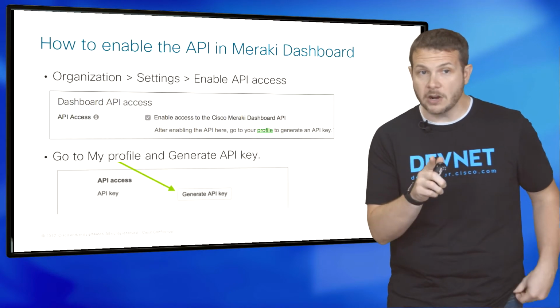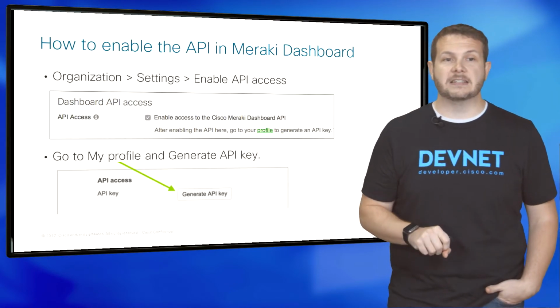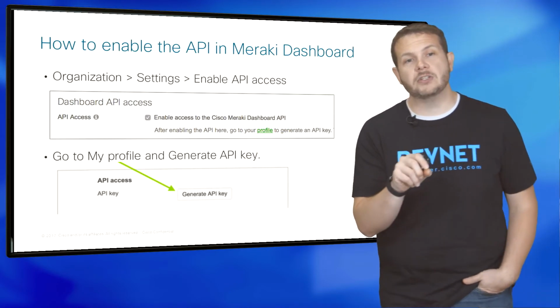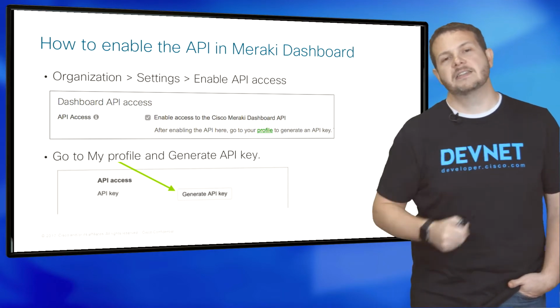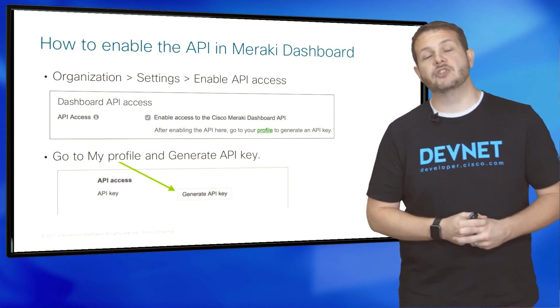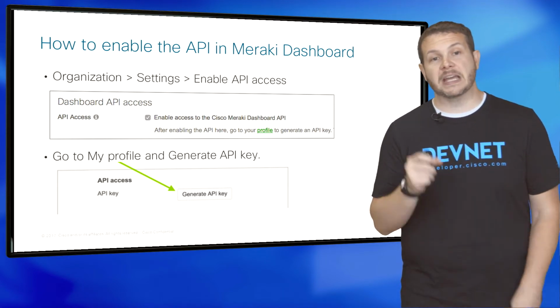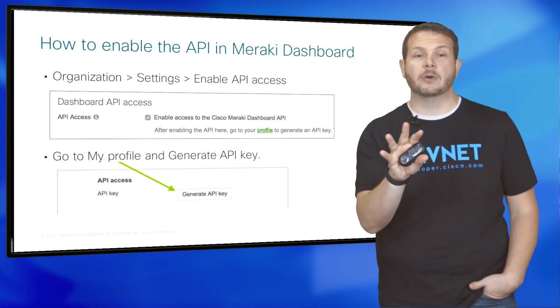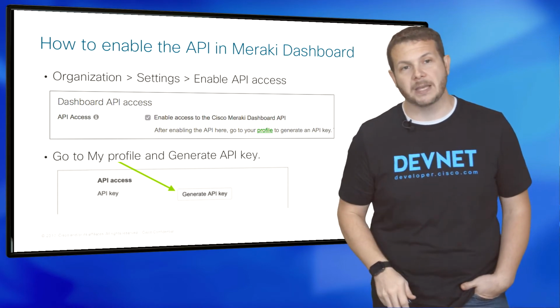To get started, though, you do need to enable access to that. Inside of your organization, you'll check the box to enable access to the dashboard APIs. And then once you've logged in from your profile, you can generate an API key. That key will be used for all the REST API requests that you will make.